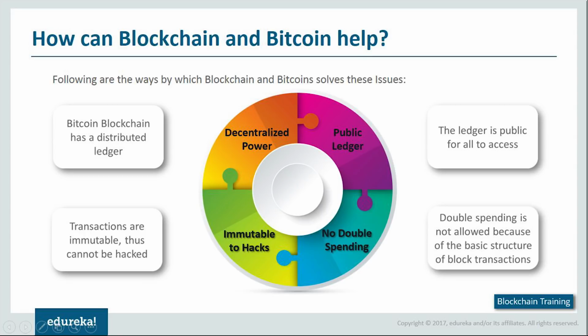Apart from this, the issue of double spending was one of the key problems solved by the blockchain solution, because while building the blockchain system itself, this was kept in mind, and to date there has not been an issue of double spending as well. So are you guys clear with respect to how blockchain and Bitcoin can help solve these issues? Any questions with respect to the same?